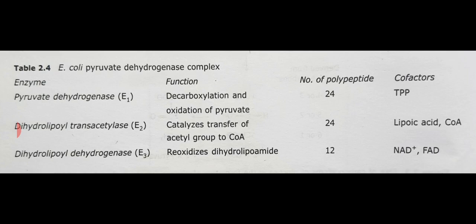Pyruvate dehydrogenase complex consists of three enzymes: pyruvate dehydrogenase, that is E1, dihydrolipoyl transacetylase, that is E2, and dihydrolipoyl dehydrogenase, that is E3. Along with these three enzymes, pyruvate oxidation also requires TPP, that is thymine pyrophosphate, lipoic acid, FAD, NAD+, and most importantly, coenzyme A.